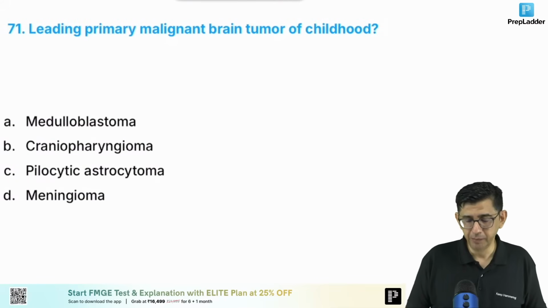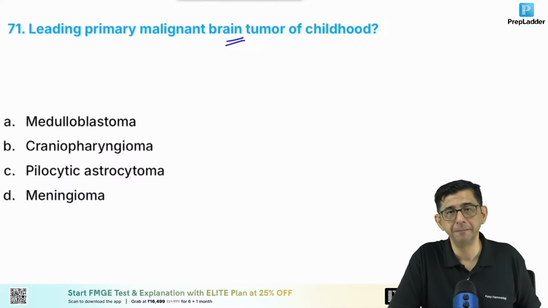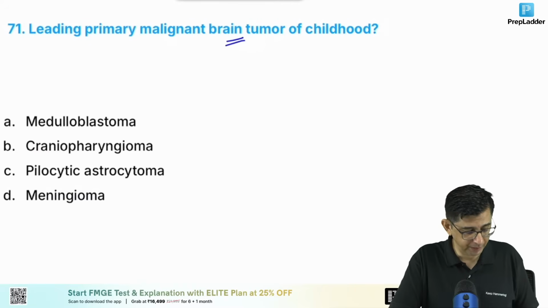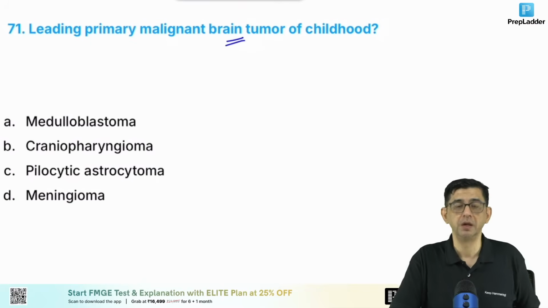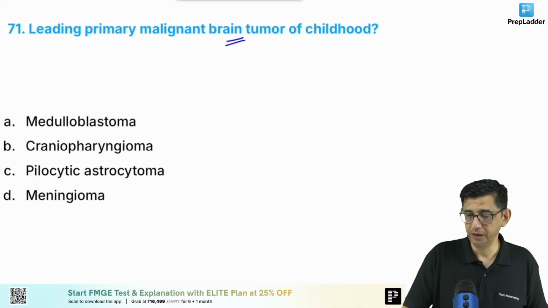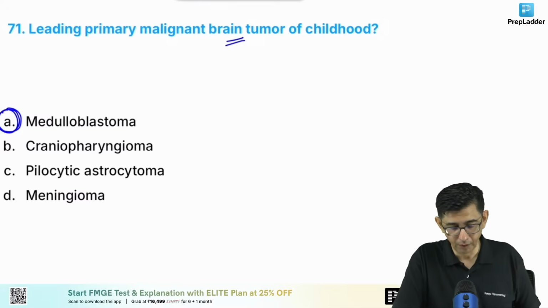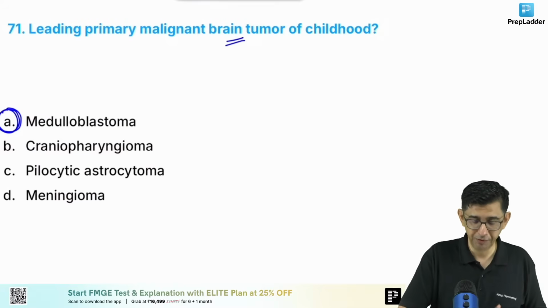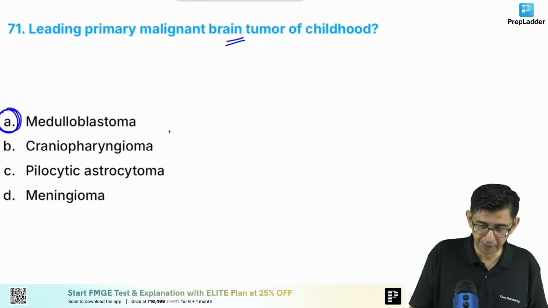Then, what is the leading primary malignant brain tumor of childhood? Remember, the question is not about an adult, it is about a child, and it is talking about a malignant brain tumor. Yes, the malignant brain tumor in the pediatric age group would be answered by medulloblastoma. The benign tumor would be answered as craniopharyngioma, and then there is pilocytic astrocytoma also. Both of them are benign.